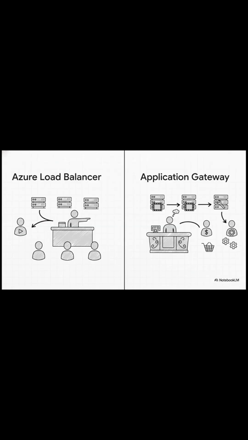So let's meet your digital reception team. You have the Azure Load Balancer, which is great at just evenly distributing traffic to keep everything balanced. Then you have the Application Gateway, which is a much smarter receptionist. It can actually look at the request, like, oh, this person wants the sales video page, and route them to the specific servers that handle video. It just makes everything that much more efficient.